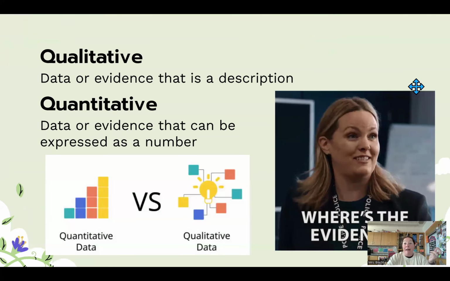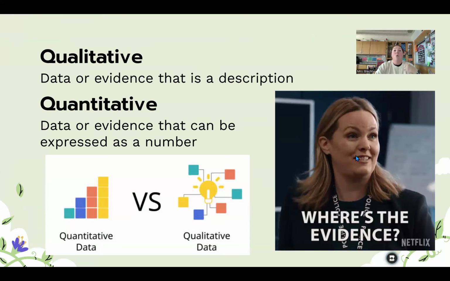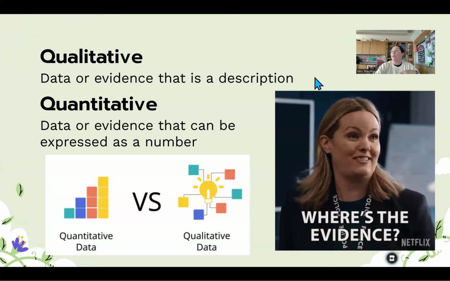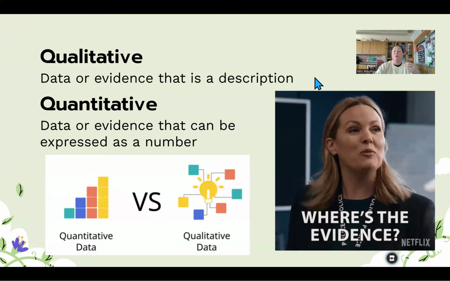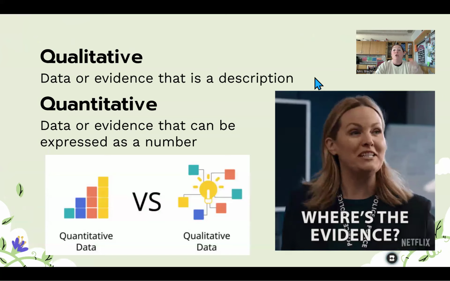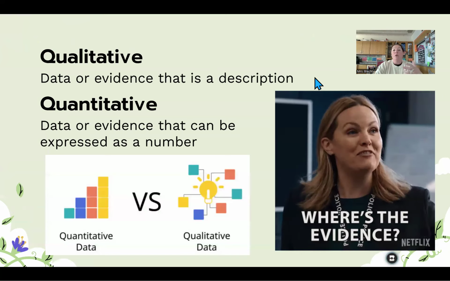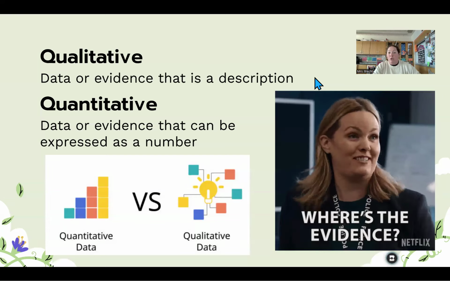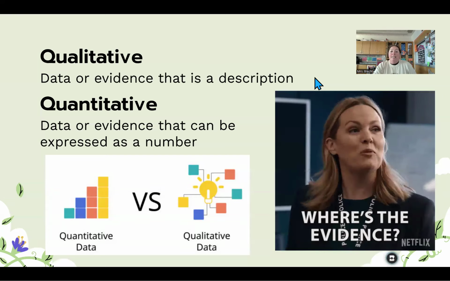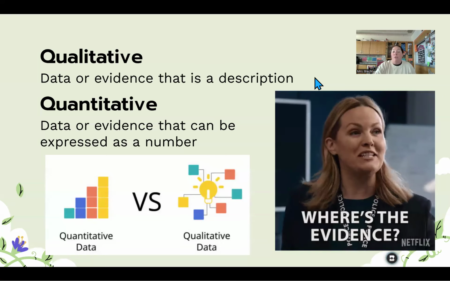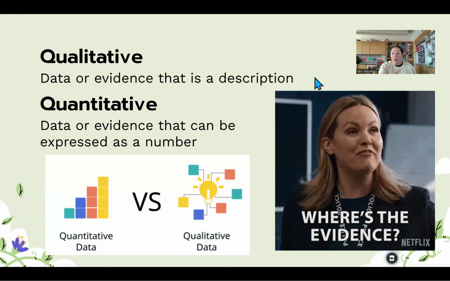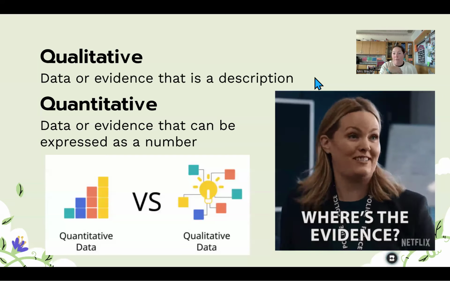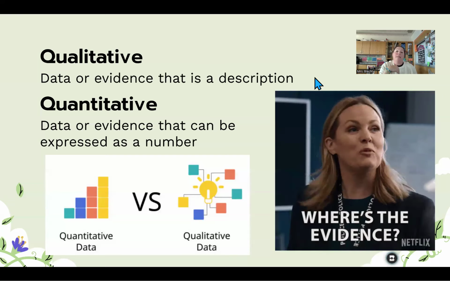Now, there's two types of valid data that you're going to want to collect. Qualitative data, that is evidence, that's a description. Maybe you're looking at the color of a flower or the color of leaves on a plant. That is qualitative, things that you can just observe. Quantitative is data or evidence that can be expressed as a number. So, for example, qualitative could be the color of the flower or the color of the leaves. Quantitative would be the number of flowers that you count or the number of plants that you're counting.